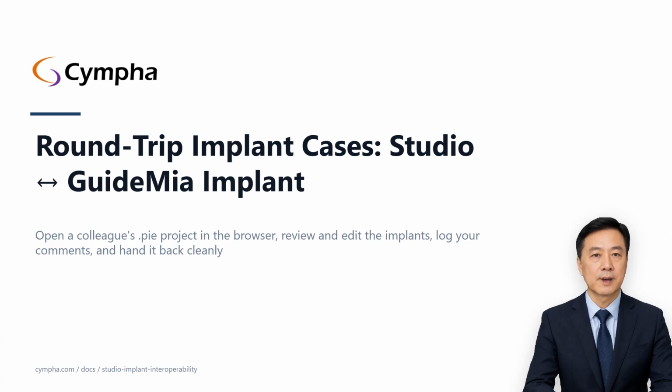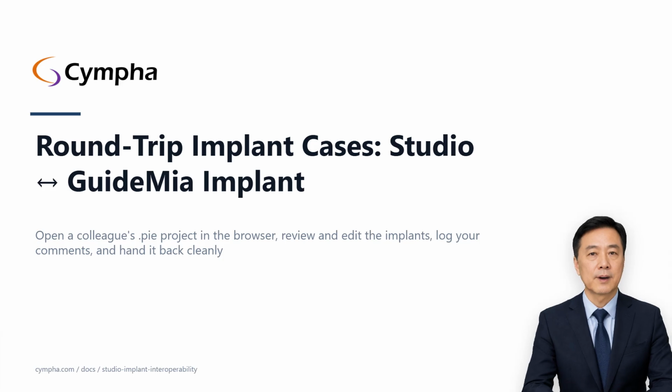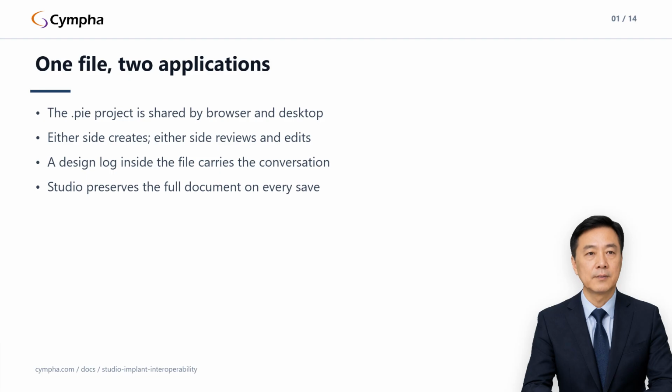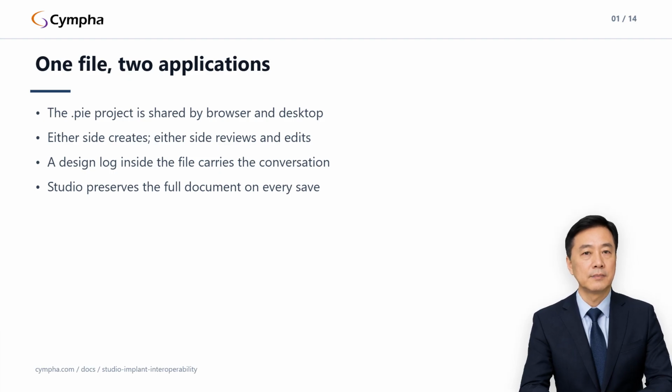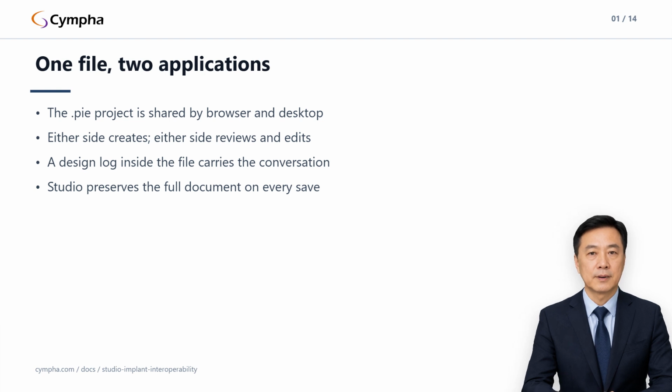The core idea of this workflow fits in one sentence. There is one project file, and both applications read and write it. The implant project, the PIE file, is the same document whether it's open in Guide Mia implant software on a desktop or in Cympha Studio in a browser tab. There's no separate Studio version, no export-import dance, no lossy conversion. Either side can create the case, and either side can review it, move implants, and comment.